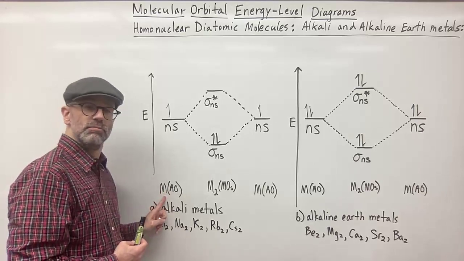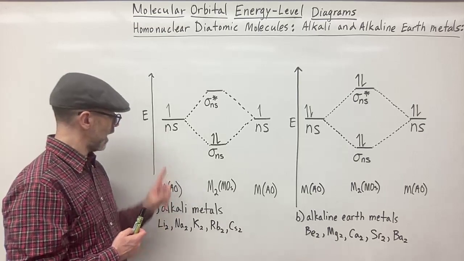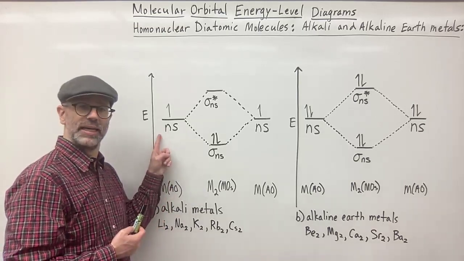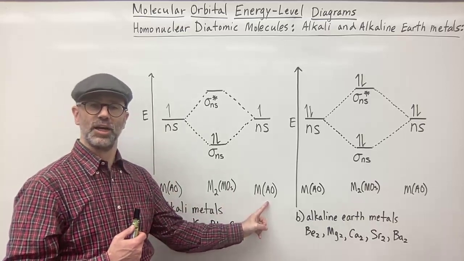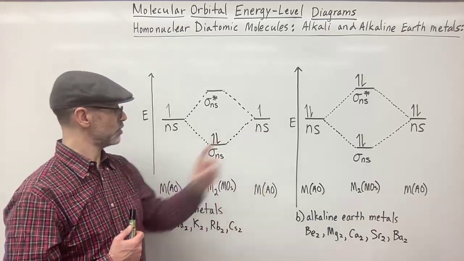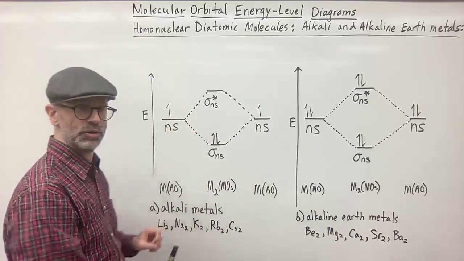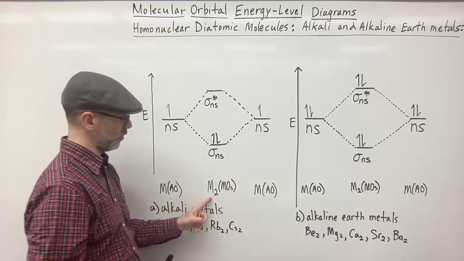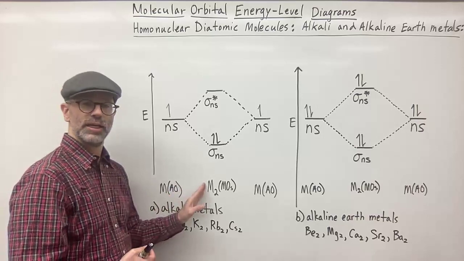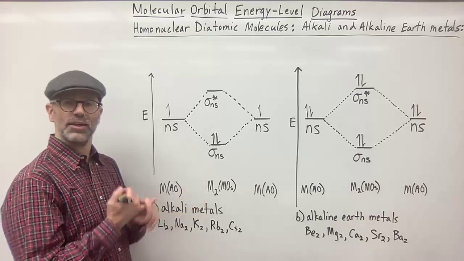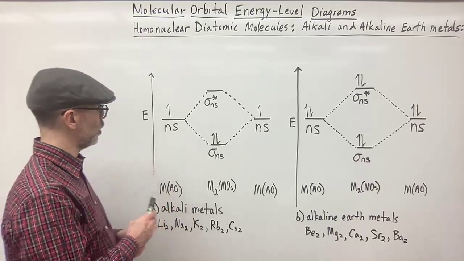The metal, one metal has one electron. So if this was lithium, we'd have a lithium metal with one electron in the s orbital, and then another lithium atom with an electron in its s orbital. Then we combine those two atomic orbitals to form the molecular orbitals of M2. M represents the metal. In this case, the metal is an alkali metal, so either lithium or sodium or potassium or rubidium, one of those.